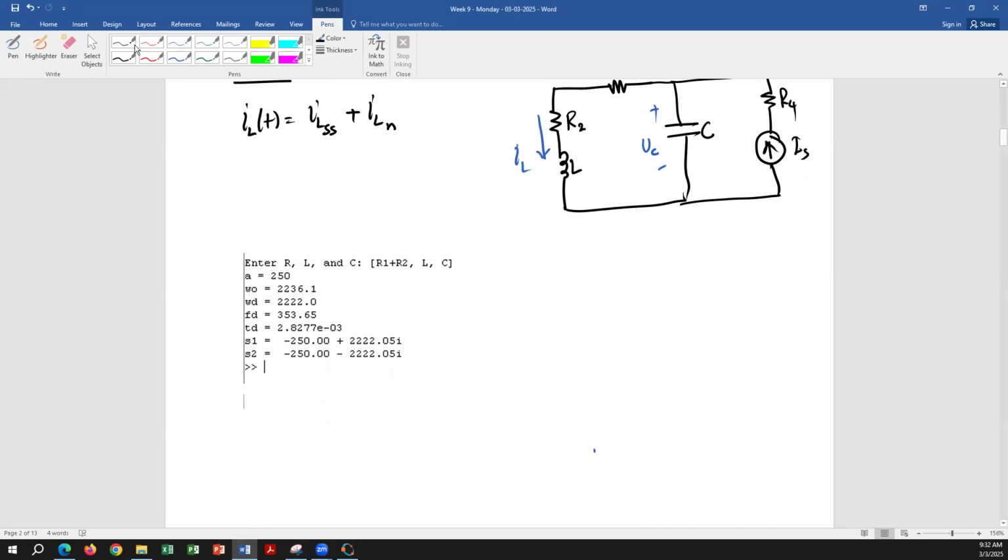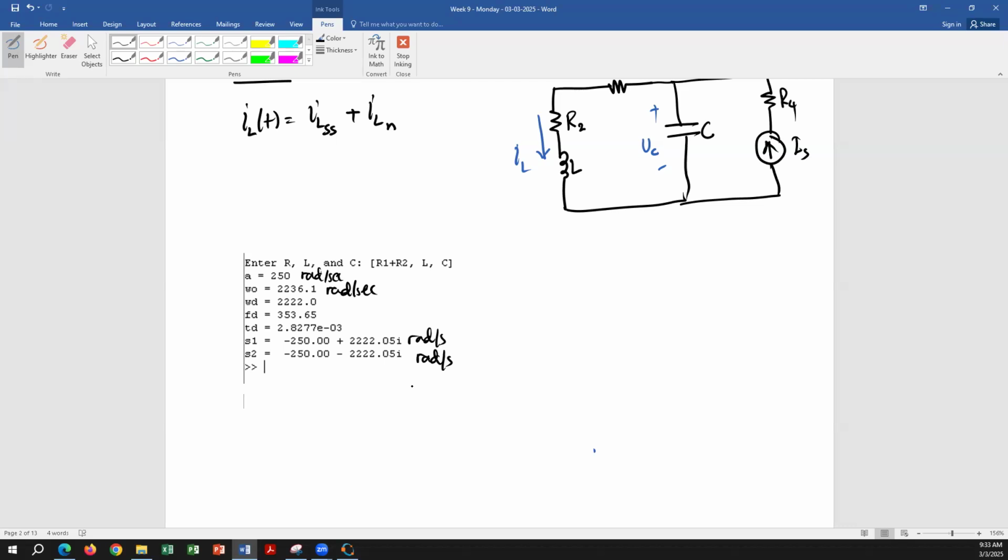So alpha is 250 radians per second, and omega naught is more than alpha, therefore it's an underdamped circuit. Check if you're getting the same result. No, why R4 in series when you remove? Yeah. Source is gone, R4 is gone.